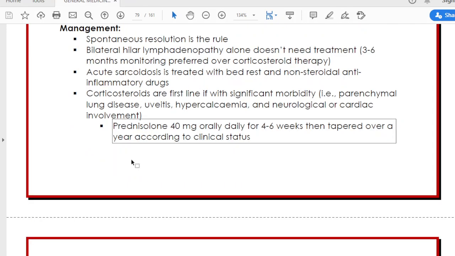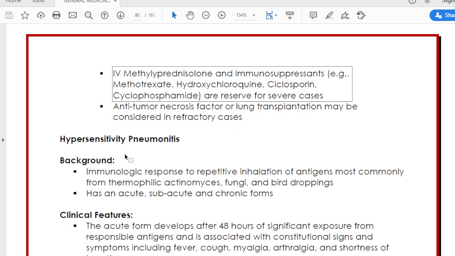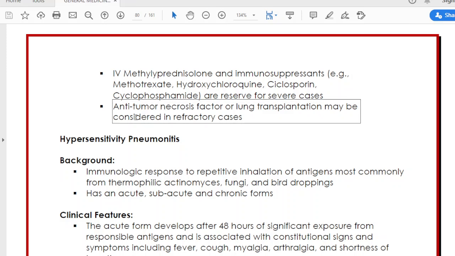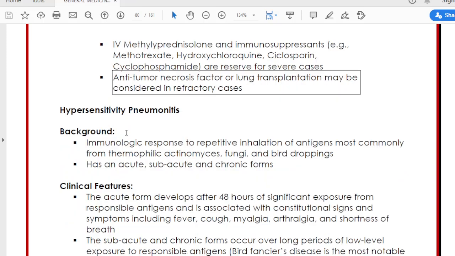Prednisolone 40 mg orally daily for 4 to 6 weeks, then tapered over a year according to clinical status. Methylprednisolone and immunosuppressants, for example methotrexate, hydroxychloroquine, cyclosporin, cyclophosphamide, are reserved for severe cases. Anti-tumor necrosis factor or lung transplantation may be considered in refractory cases.